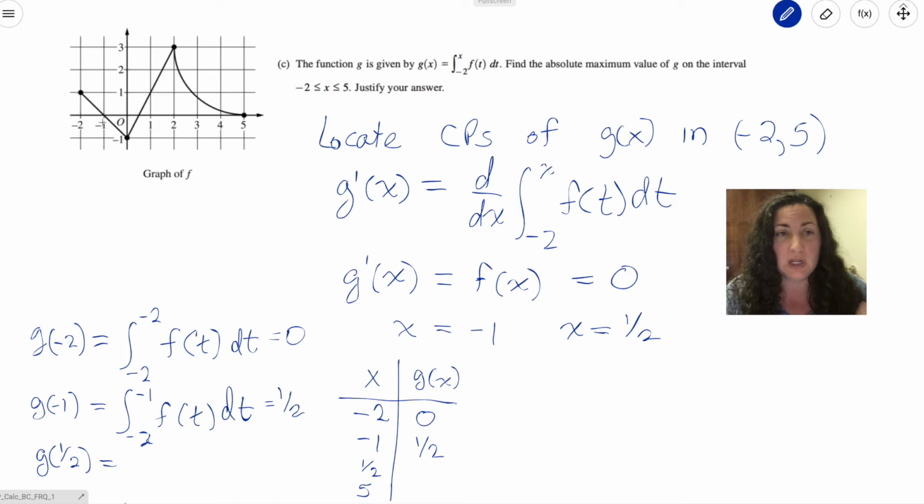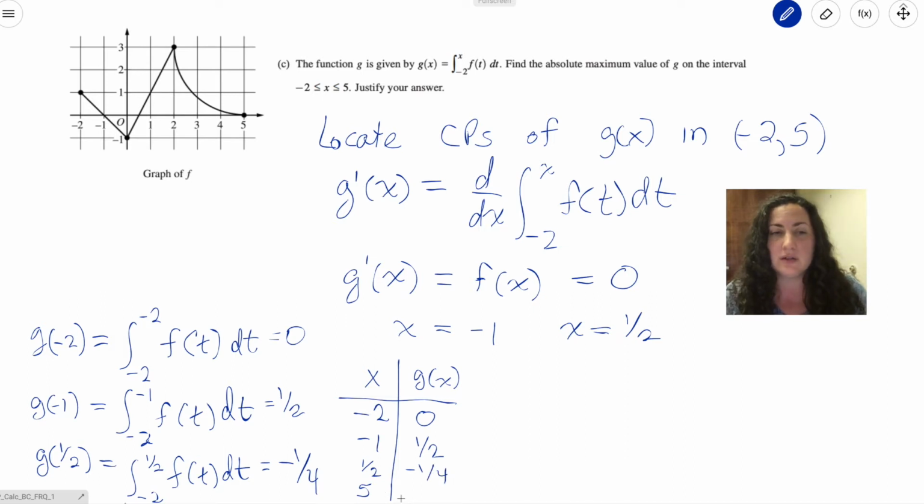So the integral from -2 to 1/2 is just going to be the area of this little triangle here, but negative since it's under the axis. It has a base of 1/2 and a height of 1, so its area is going to be 1/4, but it's going to be negative. So -1/4.